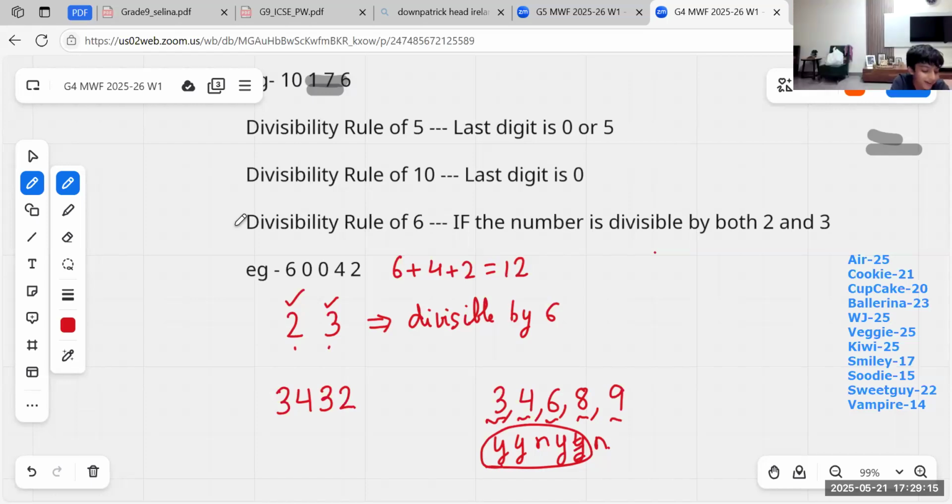Sir, I again forgot 3. What was it? Sum of the digits should be divisible by 3. Sum of the last two digits? No beta, not the sum of the last digits, the sum of the digits. So we just add them. Those are all divisible because it equals 12.